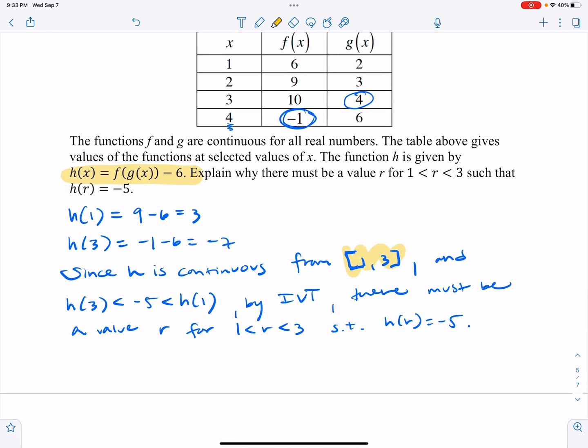So it is important to state that h would be continuous, and then that inequality that states that that function value would lie between the two endpoint function values.